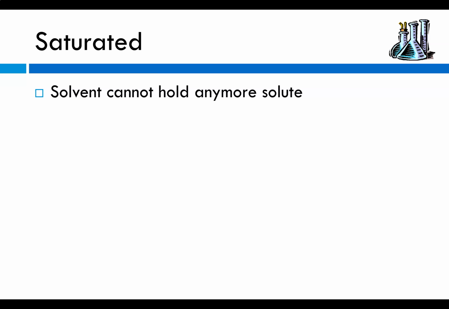If you continue to gradually add solute, eventually you'll reach something called the saturation point. You'll form a saturated solution. When the solution is saturated, it is full. It cannot hold any more solute. This technically exists at equilibrium, so we've got two opposing processes occurring at the same rate.